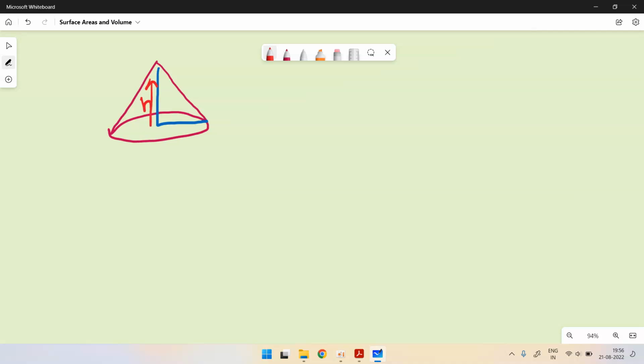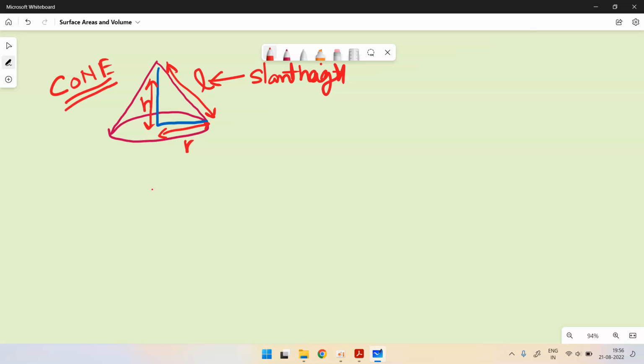This is h, height. This is r. This is l, the slant height, called the slant height of the cone. This is a cone. You have eaten an ice cream. This looks like an ice cream cone, a softy. Exactly a softy, a tilted, inverted softy. R is the radius of the circle, and h is the height of the cone.